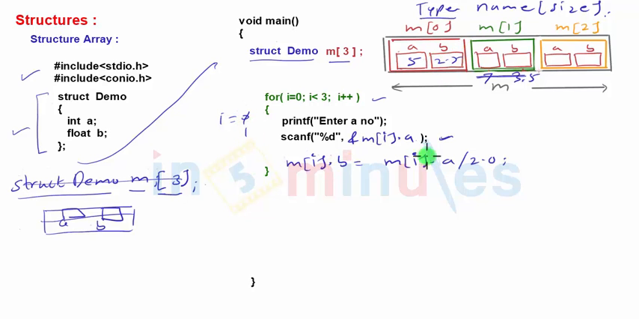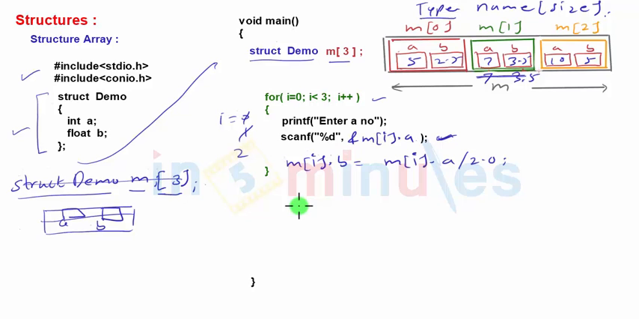Again, when i becomes 1, this will input a value for m1.a; suppose the value was 7, then this will compute m1.a upon 2 and store it into m1.b, so it will be 3.5. In the same way, when i becomes 2, you'll input a value for m2.a; suppose the value was 10, this will divide it by 2 and store it into m2.b, so m2.b will be 5. So this is how we have done the input.